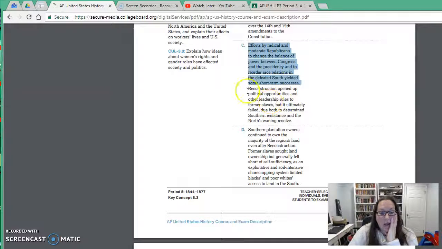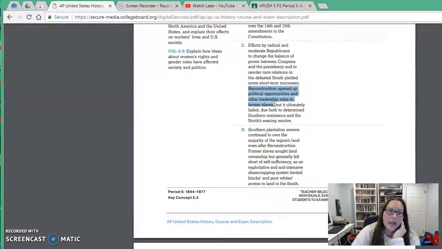Okay, let's go to the second half. Reconstruction opened up political opportunities and other leadership roles to former slaves. Remember at the beginning of the year when we did that debate, there were pictures of former slaves who were elected to offices in the South, Congress, Senate. After Reconstruction ends, they won't even be holding any elected positions in the South because they're denied their right to vote and therefore cannot elect African Americans anymore to any offices.